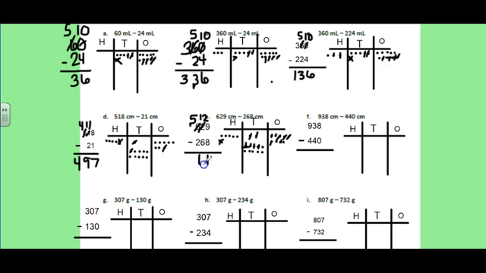So I've got 6 tens left. Now I have 500s, and I need to take away 2. So when I take 2 away from my 500s, I'm left with 300s. So this answer is 361.